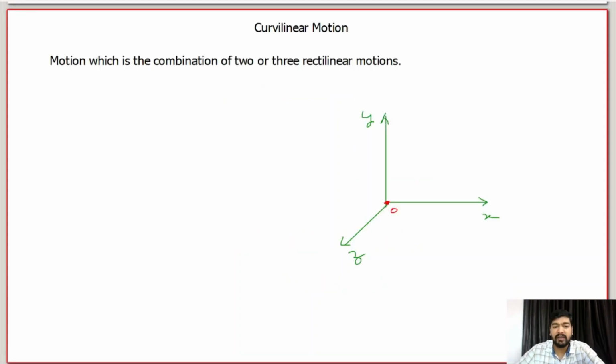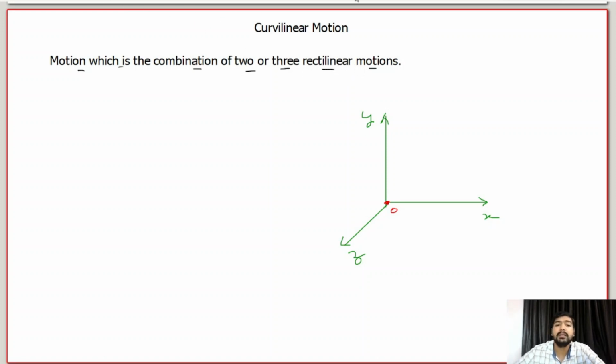So so far we have seen rectilinear motion, in which we take the direction of motion of a body only in 1D. Whereas in curvilinear motion, we take the motion of the body in 2D or 3D. It is a motion of a body which is a combination of 2 or 3 rectilinear motions. That means the body is doing motion in 2D or 3D, and that motion can be counted as the motion in 2 or 3 rectilinear motions.